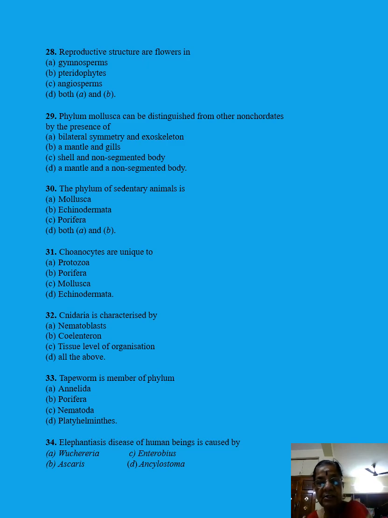Answer A, Wuchereria bancrofti. Okay, so for this page, answer 28 C option, 29 D option, 30 C option, 31 B option, 32 D option, all the above, 33 Platyhelminthes D option, and 34 it is A option, Wuchereria. I hope you could follow this. This is only a sample of discussion for understanding the concept of the lesson.